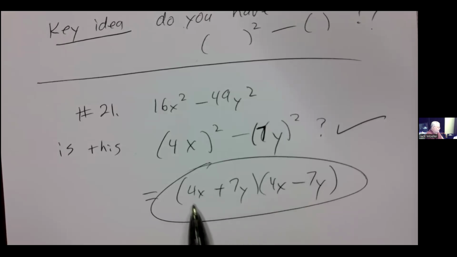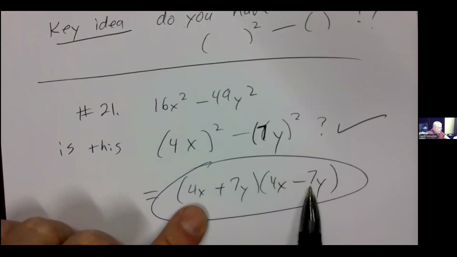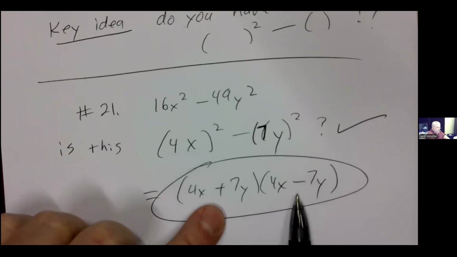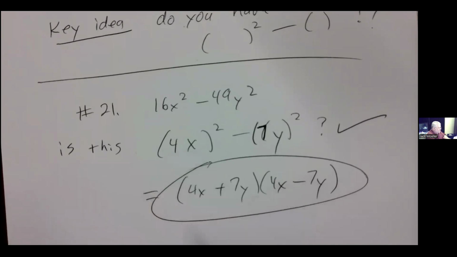Because if you look at it, you get 16x squared, then 4x times 7y gives you minus 28xy, and the other gives you plus 28xy. Those middle terms cancel out. So the only way you're going to get those middle terms to cancel out is if these are the same and the signs are different. That is your difference of squares.